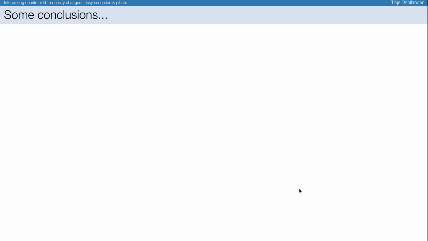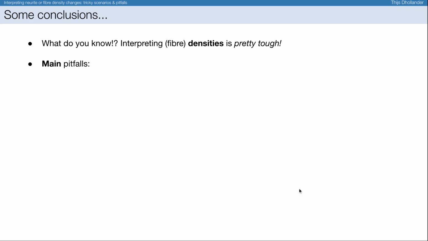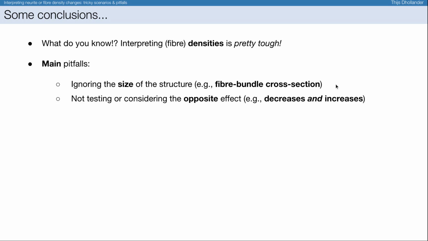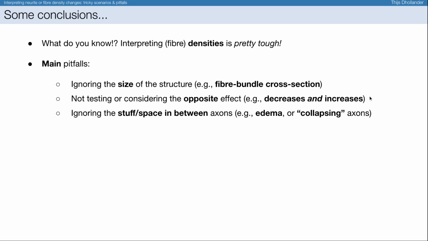All right, some conclusions here. What do you know? Interpreting fiber densities happens to be pretty tough in the end. So the main pitfalls we've seen today are ignoring the size of the structure. So the fiber bundle cross-section, the FC metric, we ignored that at the start, and clearly we should always be looking at that to get the full picture. Not considering or testing the opposite effects. So decreases but also increases of density metrics, but also of fiber cross-section or of volumes in general. We should look at decreases and increases to see the full picture. If you don't test for them statistically, you don't know and you might be missing scenarios.